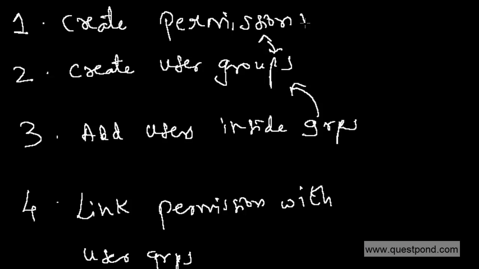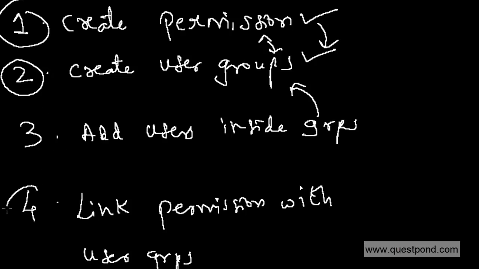So we are able to do the first activity, that is create permissions. Now the next step is we would like to create a user group, and we would like to assign this permission to the user group. So we would like to do step number 2. We have already done step number 1, so we would like to do step number 2 and step number 4, and then we will finally do step number 3.